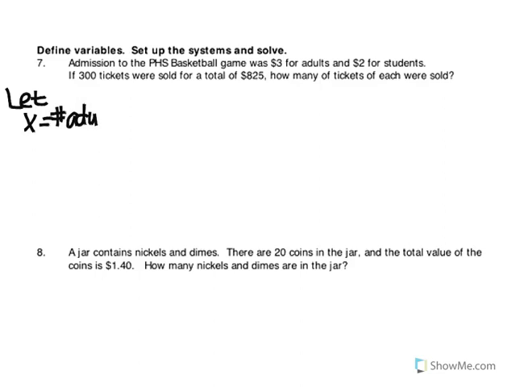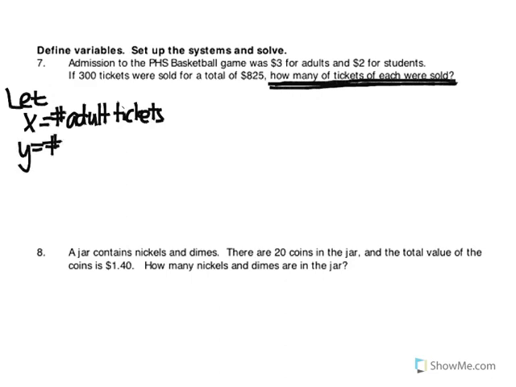When you're defining variables, you need to look at what it's asking for in the question. How many tickets of each were sold? That's going to help you know what we're defining. So we're trying to find out the number of tickets for each. So x is going to be the number of adult tickets, and we're going to say y is the number of student tickets.